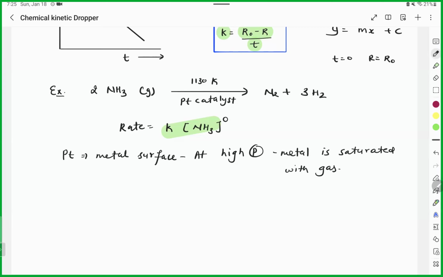Okay, that's all. A question will be asked: what is the order of ammonia when it reacts with platinum at high temperature? The answer is zero. Same way, if you take 2HI in the presence of gold, Au, this will break down into H2 and I2. You can't tell the order of reaction based on the reaction, but this is again zero order. Any doubt, guys?